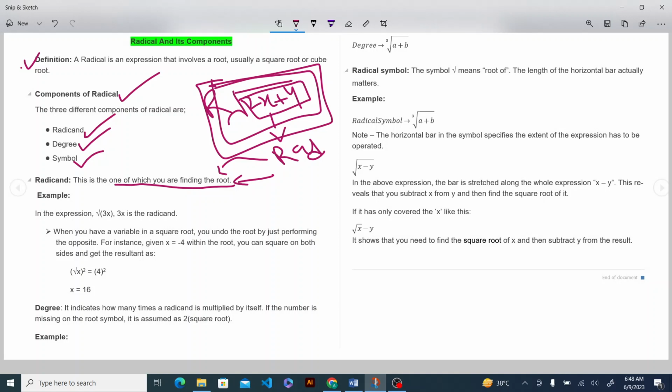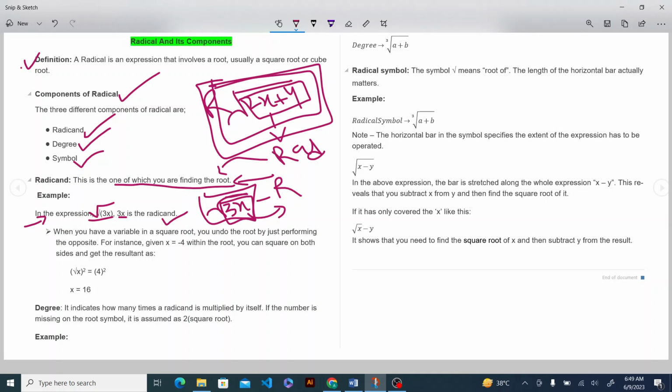Okay, so here we have given an example, this one. In the expression under root 3x, 3x is the radicand. Under root 3x, this whole thing is radical, and the term of which we are finding the root is radicand. So 3x is the radicand here. Okay, we have seen two examples for radicand: under root 2x plus 4, and under root 3x.